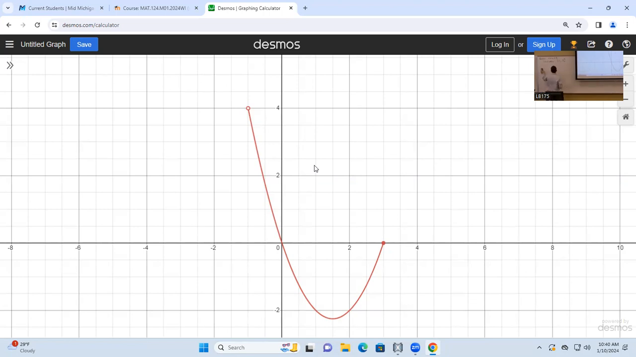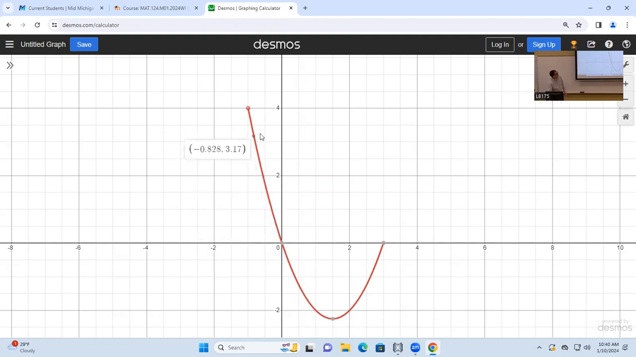So let's begin talking about what it means to be increasing or decreasing. Now, when you look at a graph, when we say increasing or decreasing, we mean as you look at this from left to right. If you were on this graph moving from left to right, what would the point be doing?